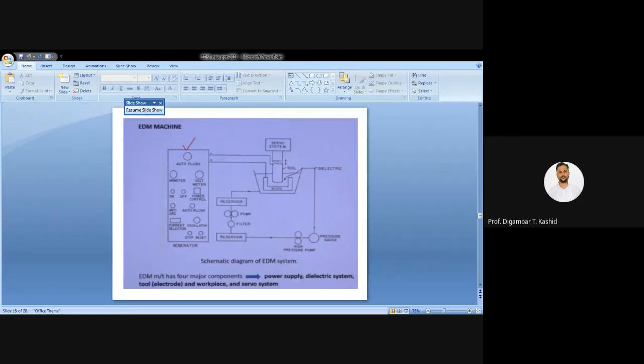Then the third component or element of the EDM external setup is the servo system, which gives speed or momentum to the tool. So this is the third component, the servo system, and the fourth one is your electrode, that means your tool, and your workpiece. So these are the four major components of your EDM machine tool.